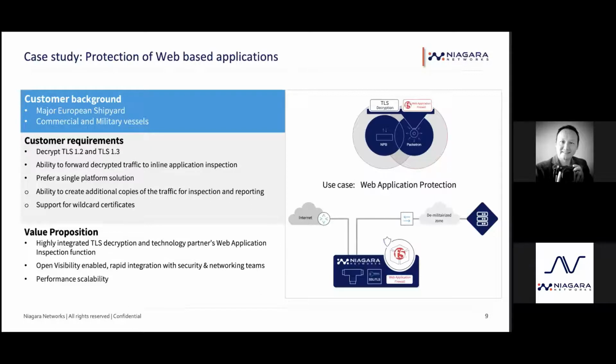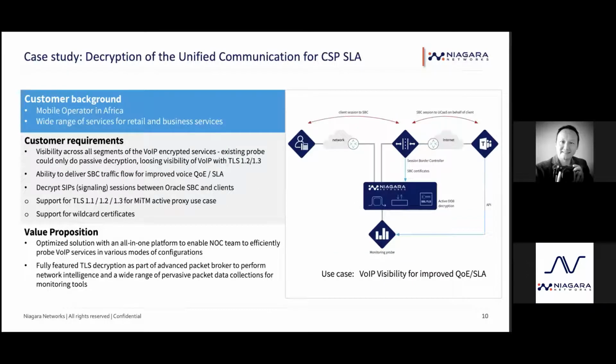Secondly, and this is a completely different deployment. It's decryption of unified communication from a VoIP provider. So basically, it's a mobile provider in Africa with a wide range of services offered to the customer. And what they have is they offer VoIP services to the customer, but with the stronger encryption methods that were used on the signaling plane.